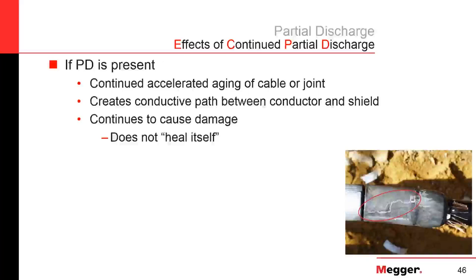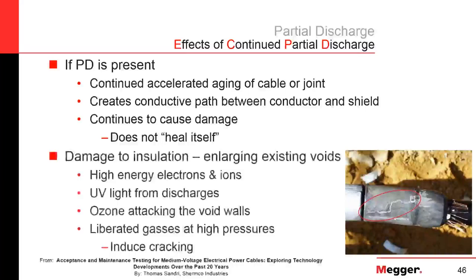If PD is present, it contributes to a continued accelerated aging of the cable or joint, and eventually it creates a conductive path between the conductor and the shield. It's a continuously damaging process. If you have PD on the cable, it will only get worse. It does not heal itself.